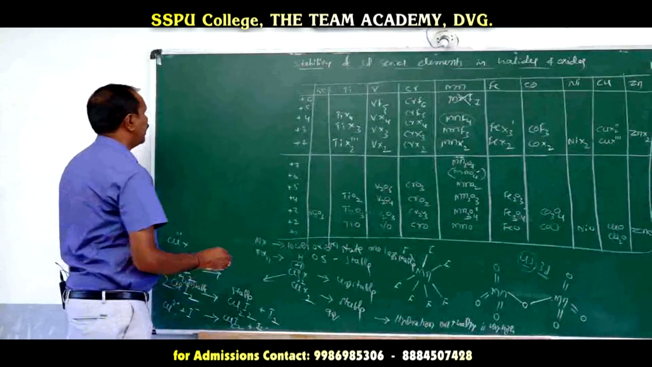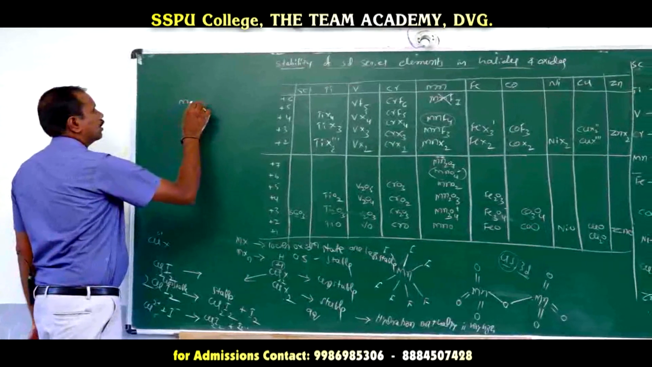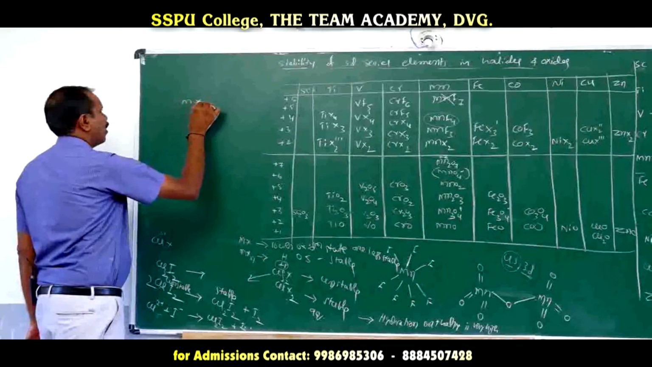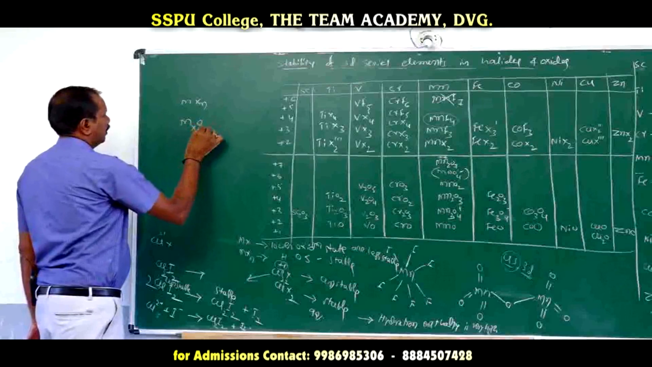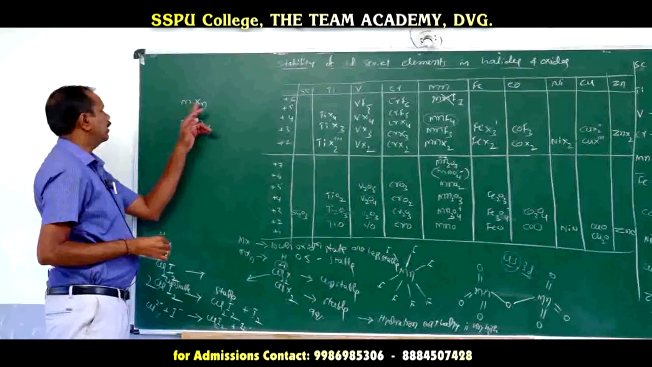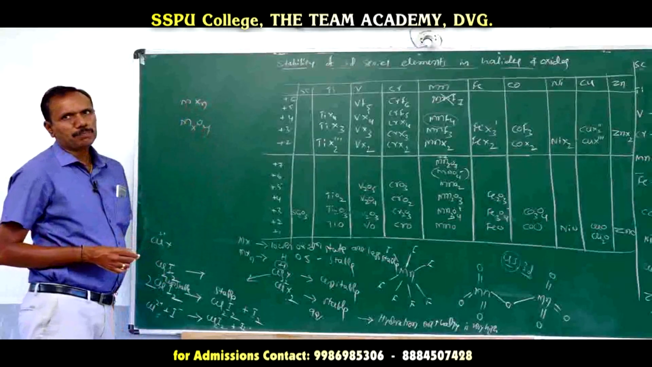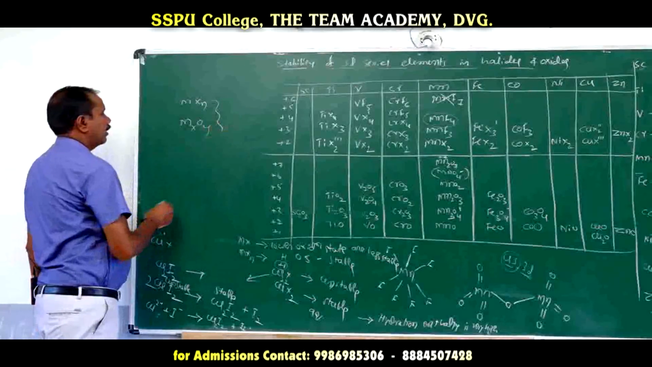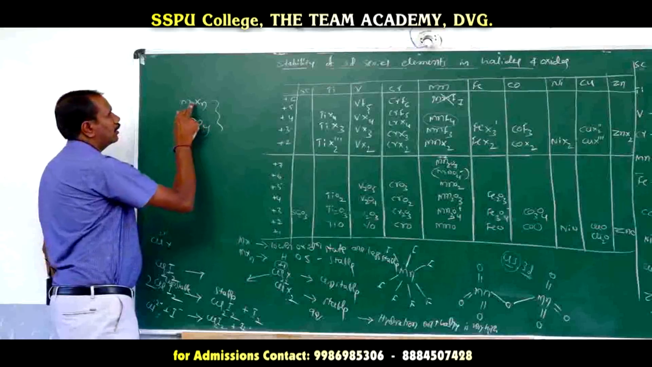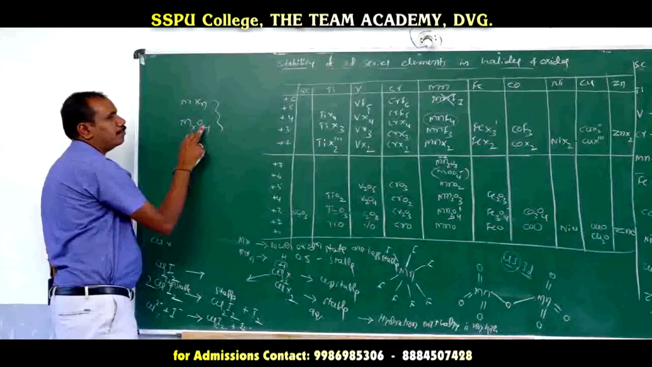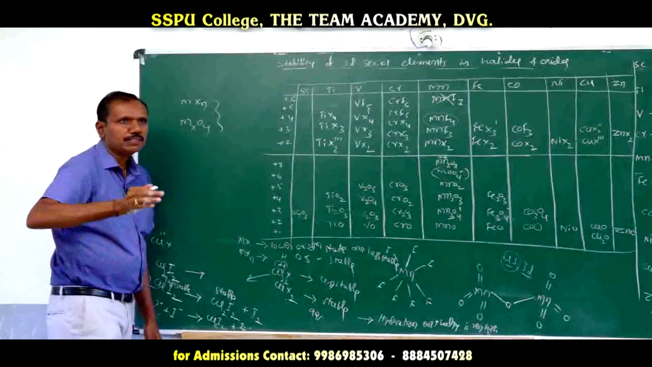Then, one more question is, why do these metals, meaning transition metals, either in halide form or in the form of oxides, form more stable compounds? These metal halides and metal oxides, the compounds formed by halogens and by oxygen, are more stable compared with other compounds.